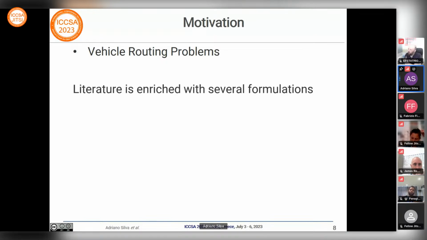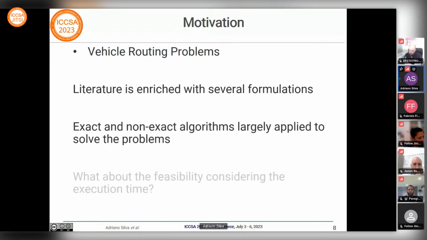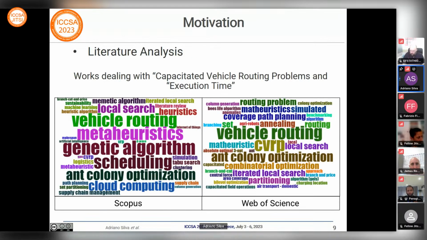Overall, the literature in this particular field is enriched with formulations and also algorithms applied to solve the problems, but the authors do not evaluate the feasibility of their solution considering the execution time. Now, an important variant of the vehicle routing problem has also arisen in the literature, in this case, the dynamic vehicle routing problem. In this formulation, the routes are planned dynamically rather than the old static approach, which demands faster algorithms.